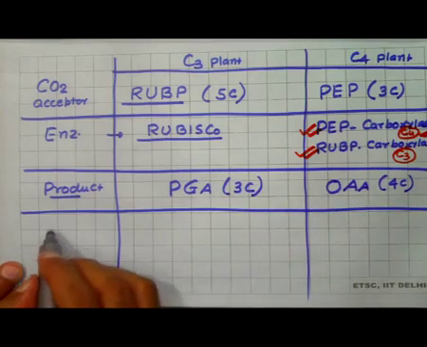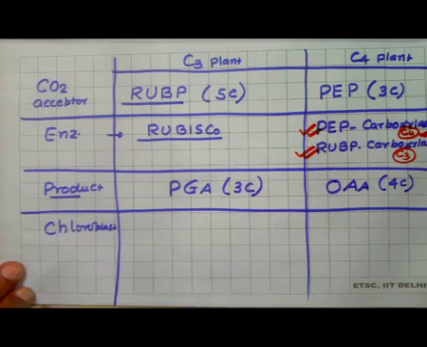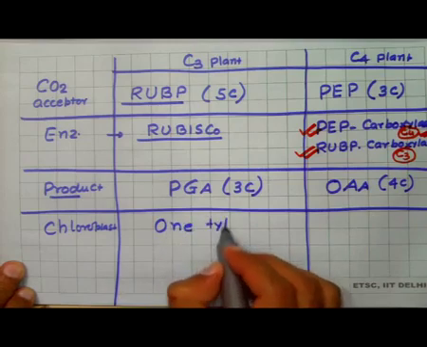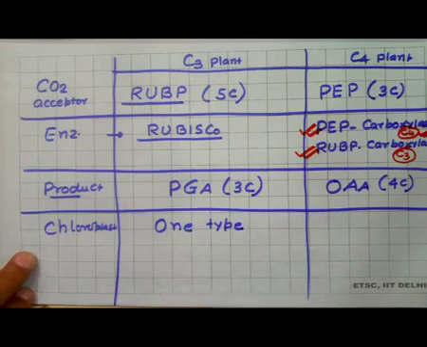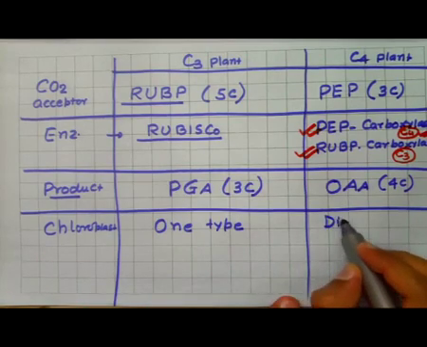As we have seen in Kranz anatomy, the chloroplast structure. Here the chloroplast is of one type, but in case of C4 plant, the chloroplasts are dimorphic in nature.